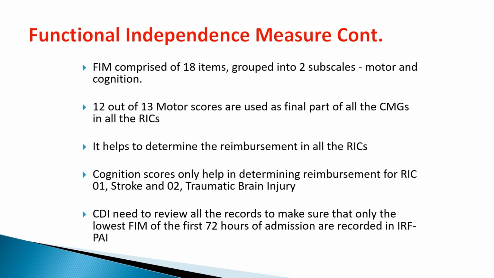FIM comprised of 18 items, grouped into 2 subscales, motor and cognition. 12 out of 13 motor scores are used as final part of all the CMGs in all the RICs. It helps to determine the reimbursement in all the RICs. Cognition scores only help in determining reimbursement for RIC 01, stroke, and 02, traumatic brain injury. CDI need to review all the records to make sure that only the lowest FIM of the first 72 hours of admission are recorded in IRF-PAI.